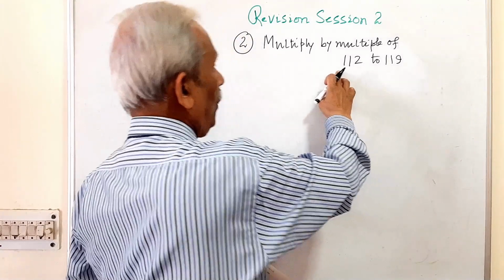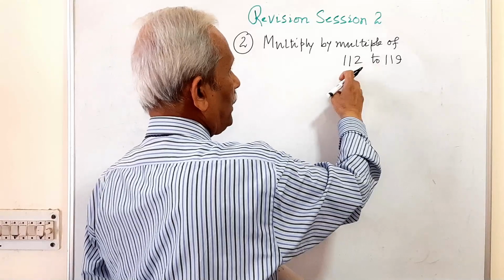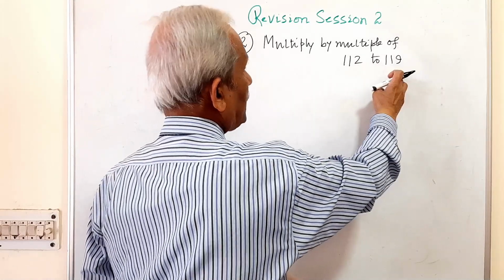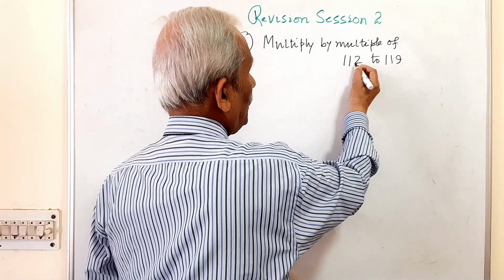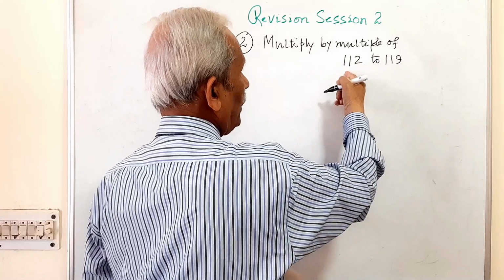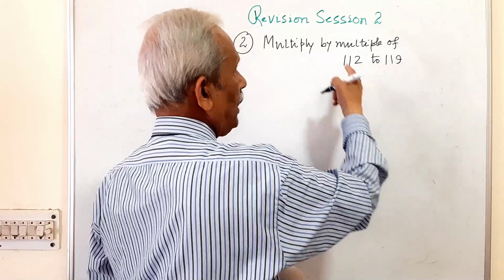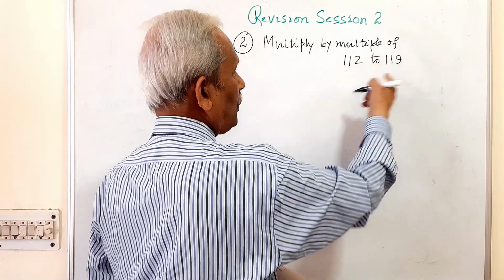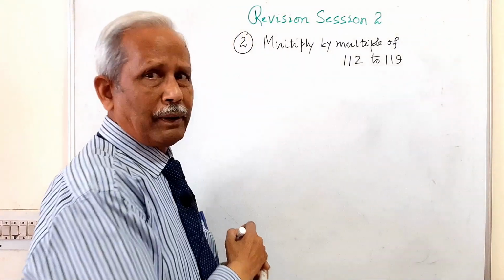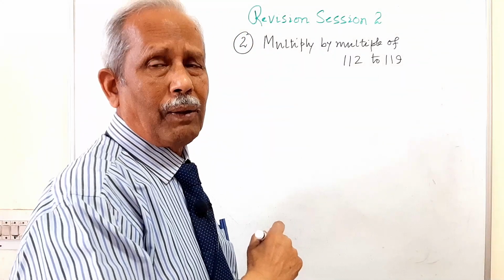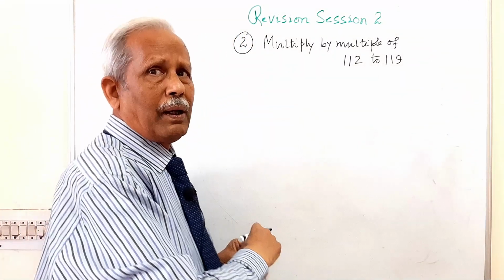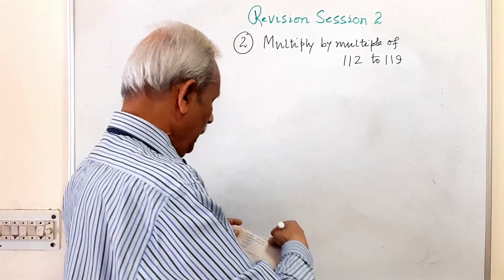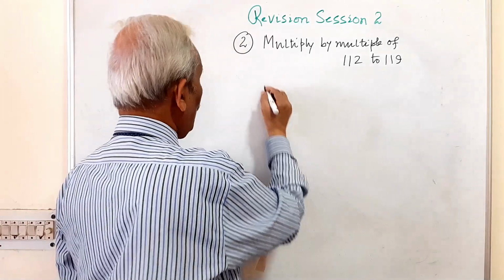For example, the multiples of 112 are 224, 336, like that. 112 into 2 is 224, 112 into 3 is 336, 112 into 4 is 448, just multiplying with that. Well, so now let us see how we can do it. Let us take an example here.